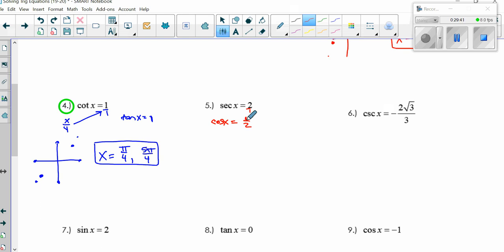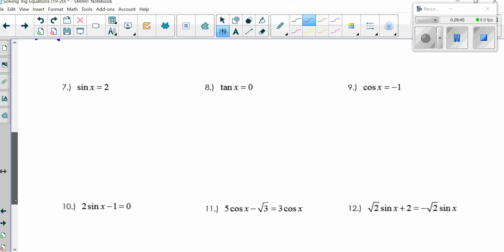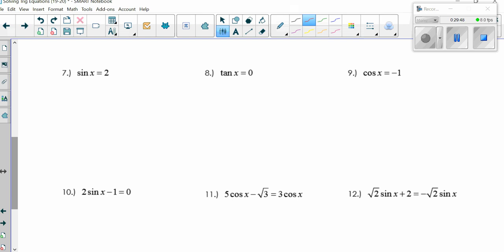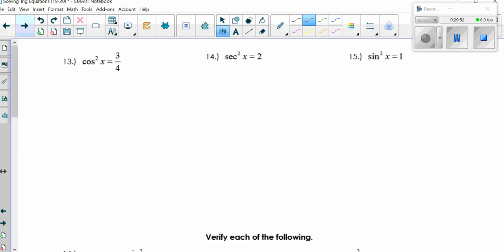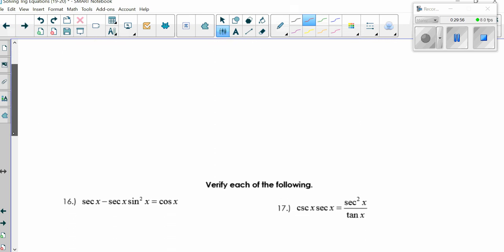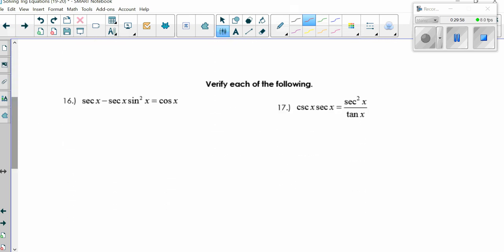Okay? All right. The rest of this is yours. It should just be a lot of good practice. Some of them are very simple, like 7, 8, 9. And then problems like 10, 11, 12 get a little bit more algebra in them. Couple problems in the back. Some of them are straightforward. Some of them take a little bit of work. And then I got a couple verifying on here. And when we come back on Monday, we'll do a little bit of solving with factoring. Okay? All right. Thank you.